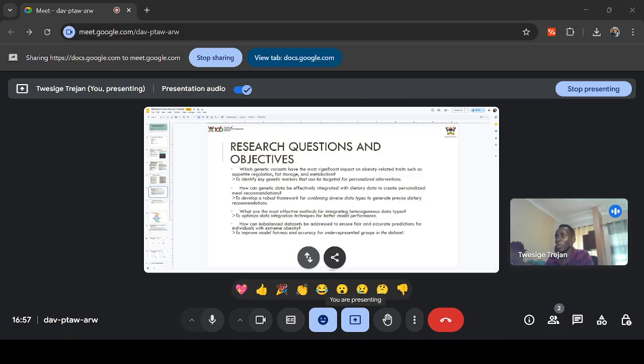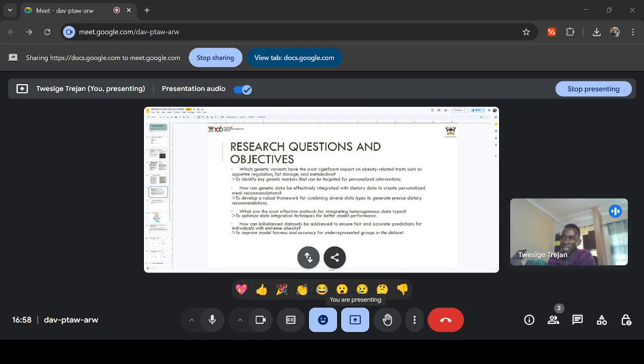So what are the research questions and objectives? Some of the research questions that come up top: which genetic variants have the most significant impact on obesity? There are like 1,000 genetic variants, but why these four? We aim to identify key genetic markers that can be targeted for personalized meal intervention. So these are the genes that highly affect obesity. That's what we are driving at.